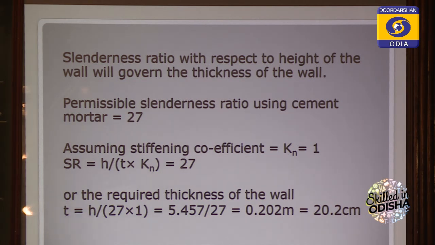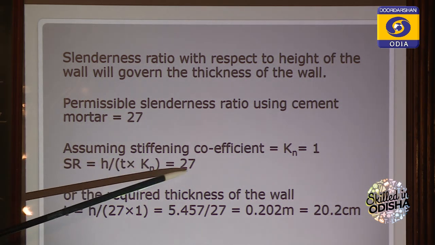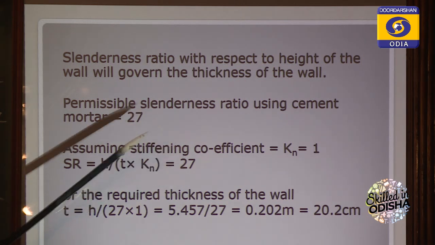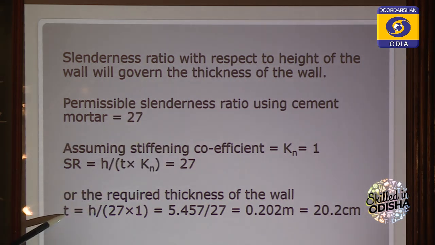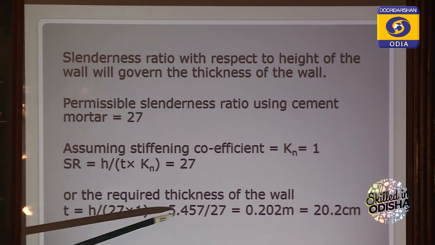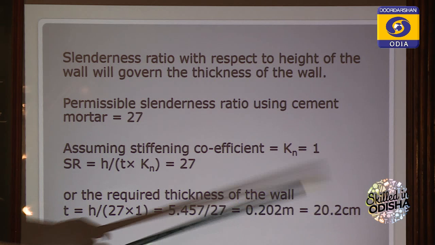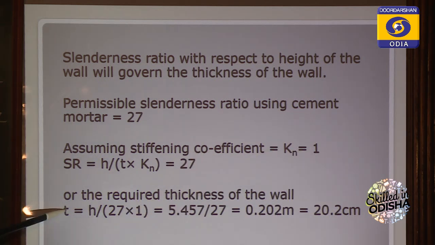So stiffness coefficient from Table 6 is assumed to be Kn equals 1, and the slenderness ratio is h by t into Kn. So h by t into Kn is 27. We have assumed this number. That means t from this equation, t is h by 27 into 1, which is coming 20.2 centimeter. So this is the thickness of the long wall we are calculating.